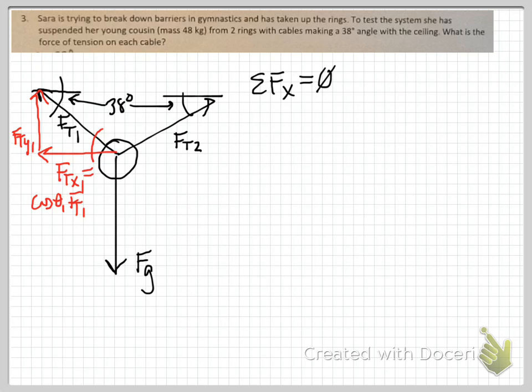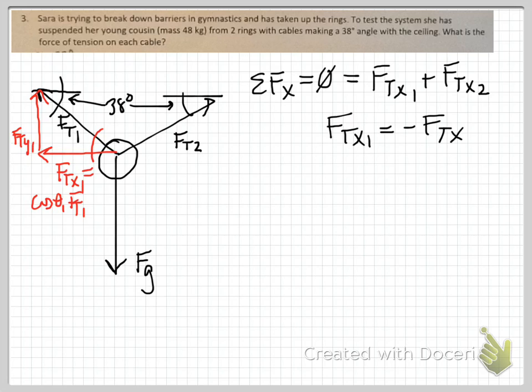We know it's equal to 0 because the kid on the cables is not moving left or right, and we know that the only forces on the x-axis are the force of tension on the x1 and the force of tension on the x2. To get into the issue of the opposite nature of these, we can go ahead and say that force of tension x1 equals the negative of force of tension x2.